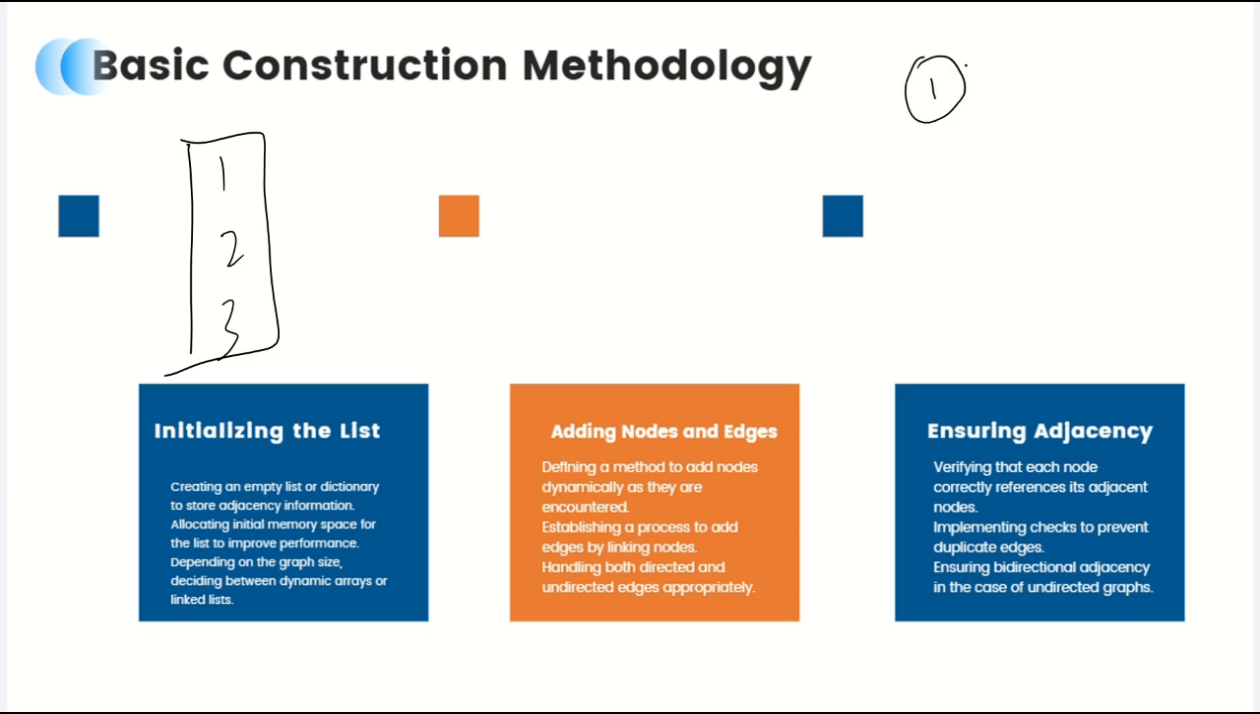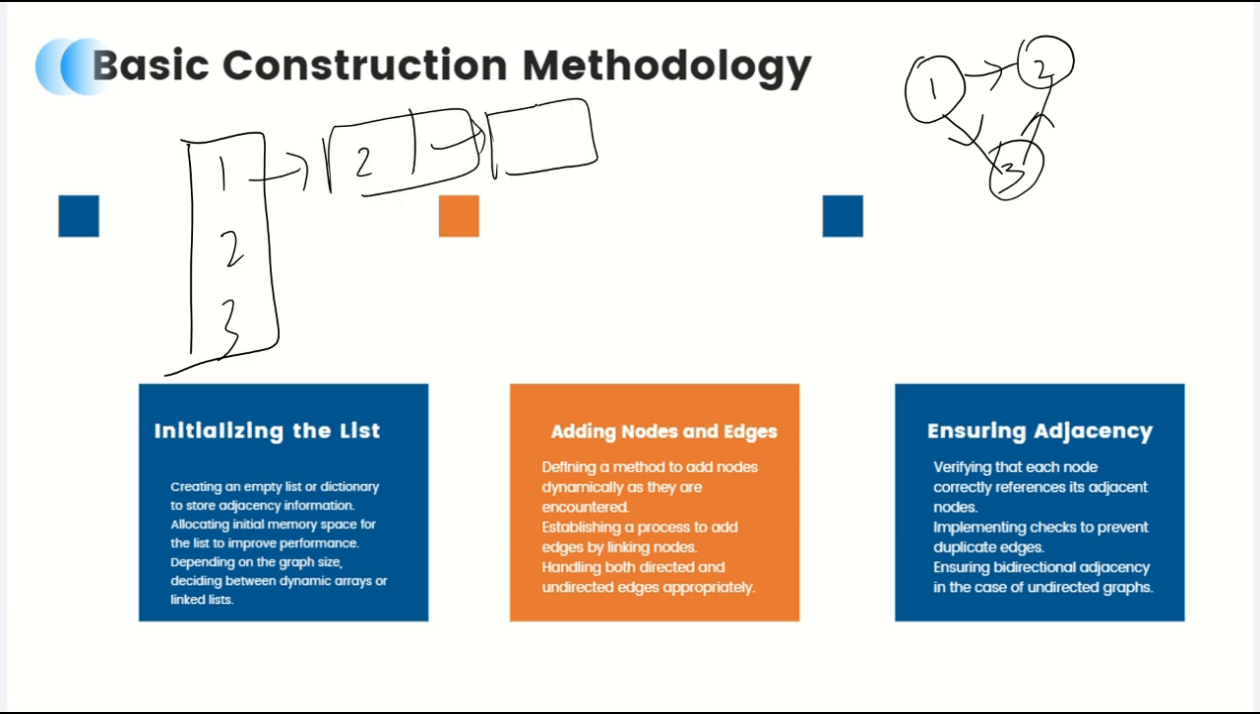Let us take the same example, 1, 2, 3, but with the direction specified. From 1 we have both 2 and 3. From 2 we have nothing, so it will be null. From 3 we have 2. So this is an example of a directed graph represented as an adjacency list.